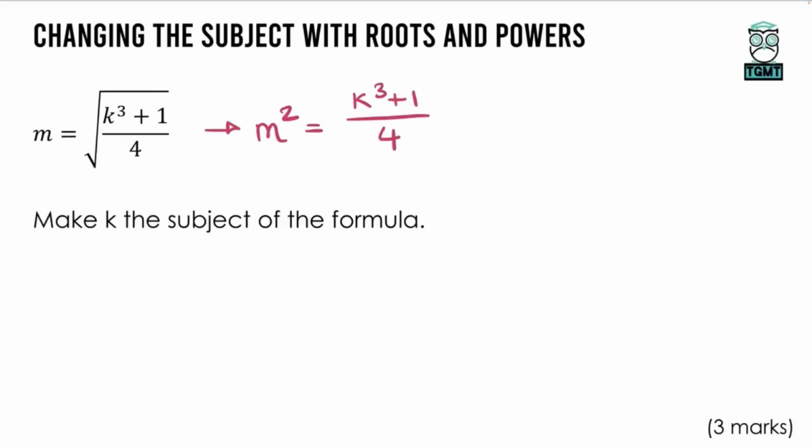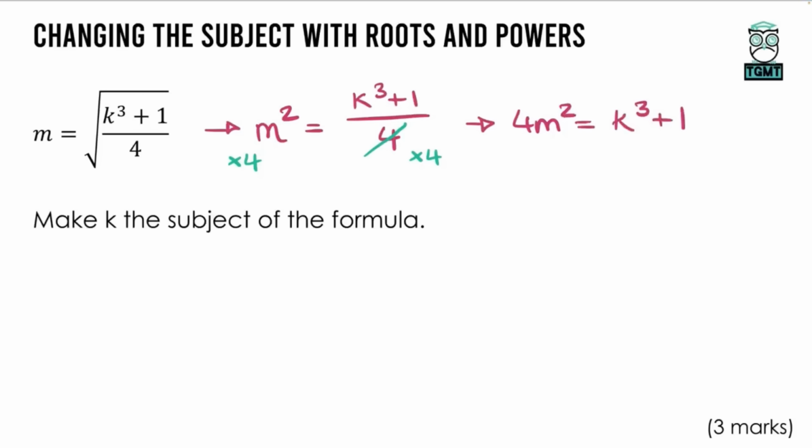We now have a fraction, which is stopping us from moving pieces on the numerator. So to get rid of the fraction, we're going to need to multiply by 4, as that obviously means dividing by 4 on the bottom. That's going to remove this divide by 4. And then on the left, we will have 4m squared now. And that's now equal to k cubed plus 1.